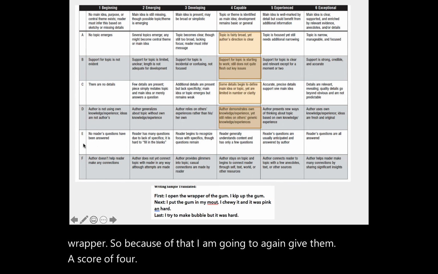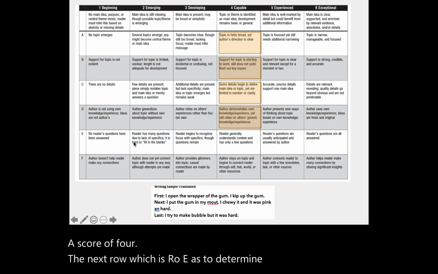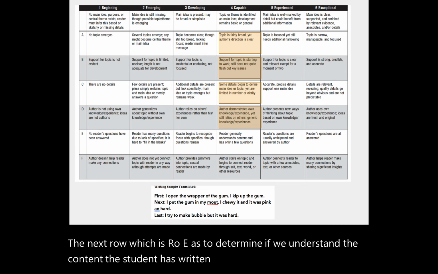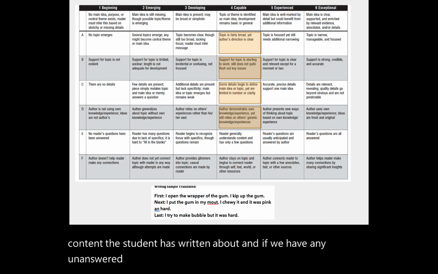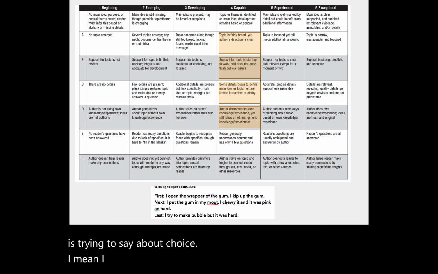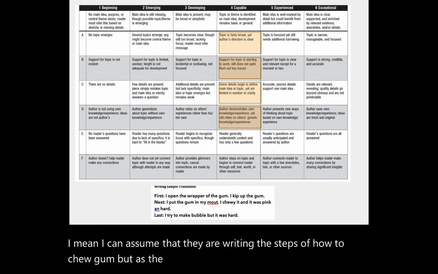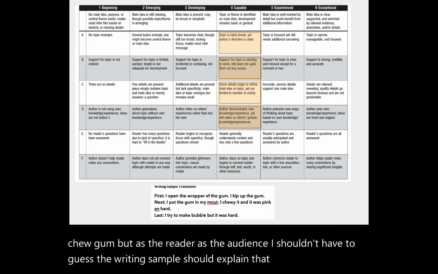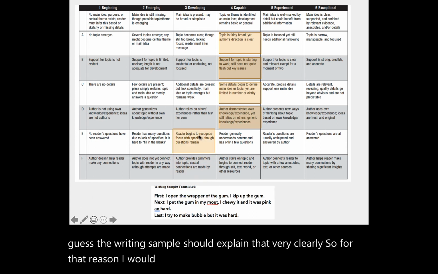The next row, which is row E, asks to determine if we understand the content the student has written about and if we have any unanswered questions. Although I feel I understand the main idea of this writing sample, I am left with some questions. It obviously relates to chewing gum, but I'm not exactly sure what the student is trying to say about chewing gum. I mean, I can assume that they are writing the steps of how to chew gum, but as the reader, as the audience, I shouldn't have to guess. The writing sample should explain that very clearly. So, for that reason, I would give the student a score of 3.